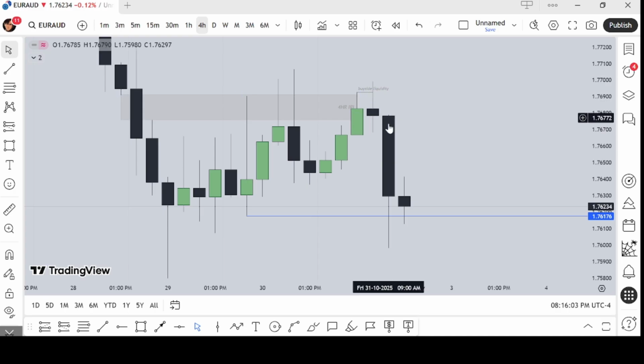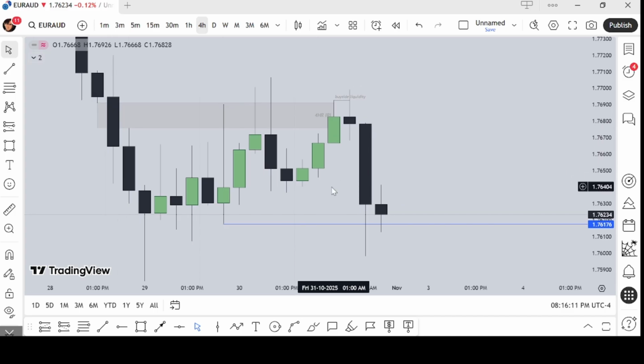Now my job is to what? Is to anticipate or predict this next candle, right? Now if I'm bearish, I don't want to see price take out this high. If price takes out this high, that means I'm wrong, which is okay.